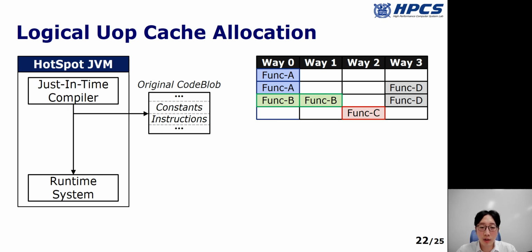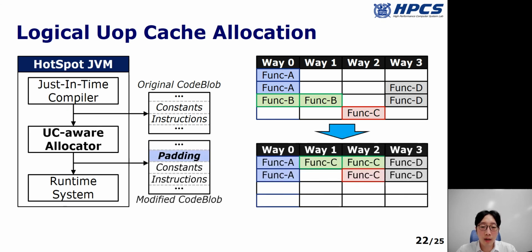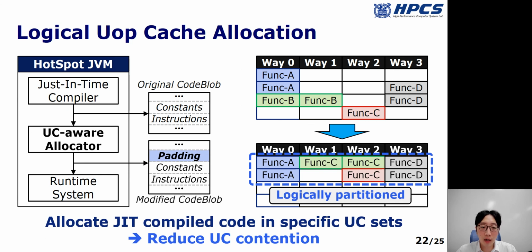To resolve this contention problem, we modified Java Virtual Machine to allocate the compiled function into certain microcache sets by adding some padding bytes in each code block. By doing so, we can logically partition the microcache into each SMT core, which can reduce the microcache contention.